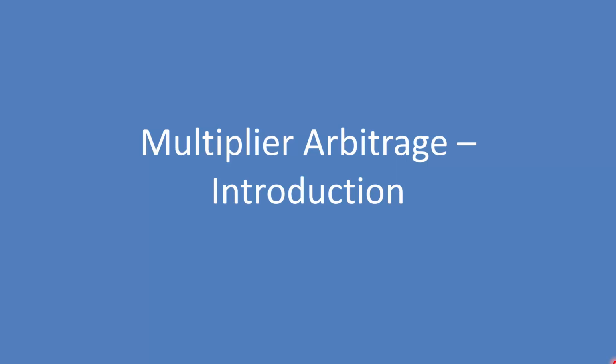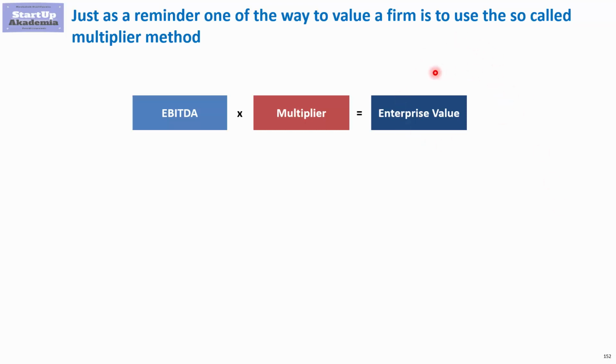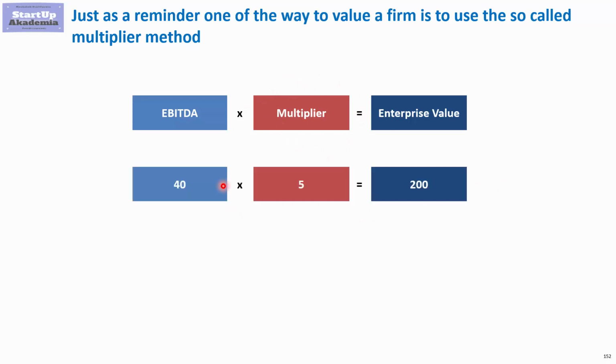Let's see what a multiplier arbitrage is and what is the logic behind that. Just as a reminder, one of the ways to value a firm is to use the so-called multiplier method. In this method, you calculate the value of the company, in other words, the enterprise value, by multiplying EBITDA or EBIT, or in some cases revenue, by a certain multiplier. So if we, for example, have a company that has 40 million of EBITDA, and the multiplier for this type of companies, this type of industry, is 5, then we would value this company at 200 million.